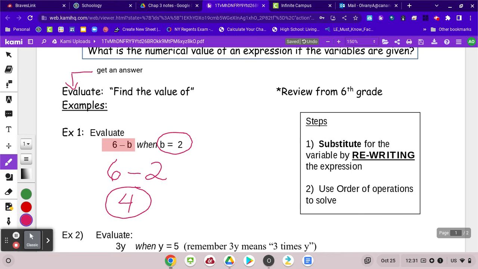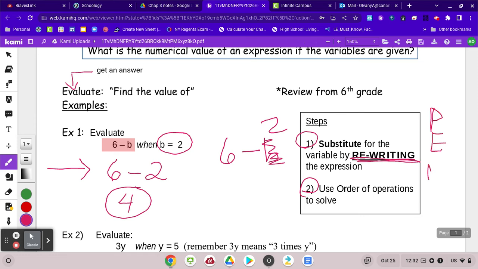All right, so number 1 is to substitute the variable by rewriting the expression. I know that in your past, maybe some teachers have let you do something like this. That is not going to serve you well as you continue through 7th and go to 8th and even at the high school. So we're going to really be pushing that you have to rewrite that full expression and then work down to solve it. And you're going to solve it using your order of operations, which as a reminder is parentheses, exponents, multiplication and division left to right, and then addition and subtraction left to right.